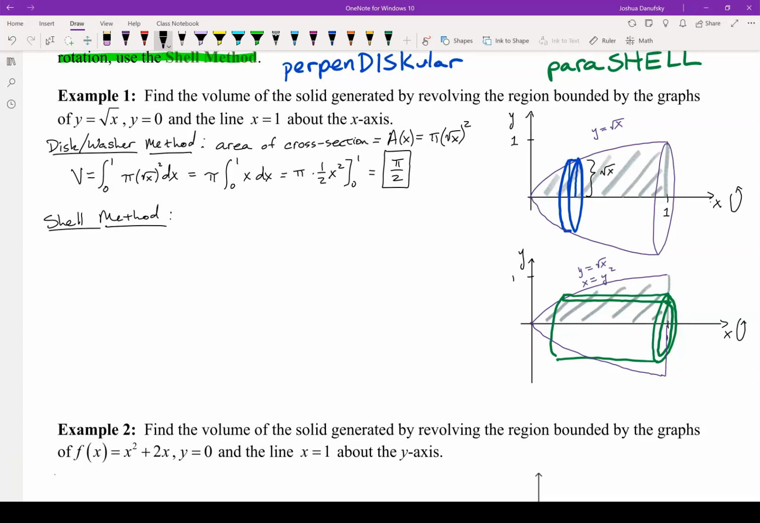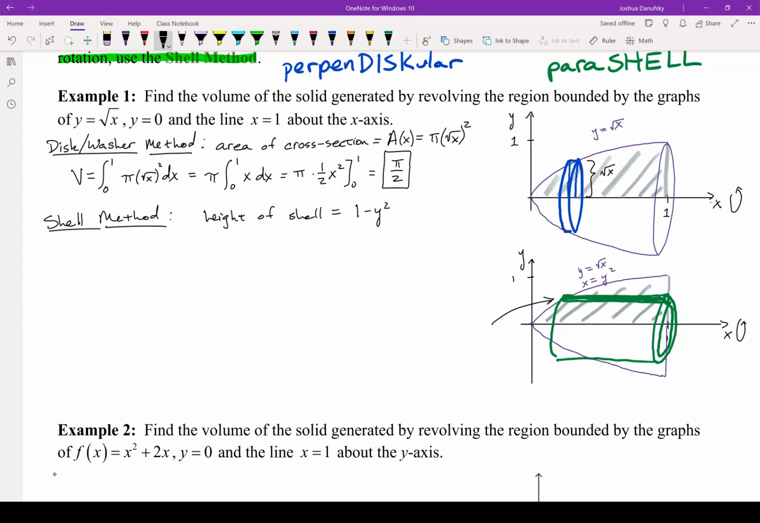First, we need the height of the shell. And in this case, the height of the shell goes from here to here. In other words, we start at 1, and we subtract from that 1 the value right there, which is going to be our y squared. So the height of our shell is 1 minus y squared.